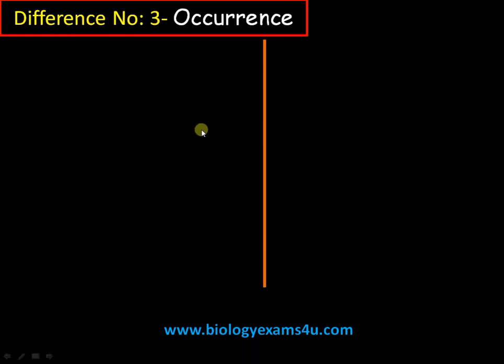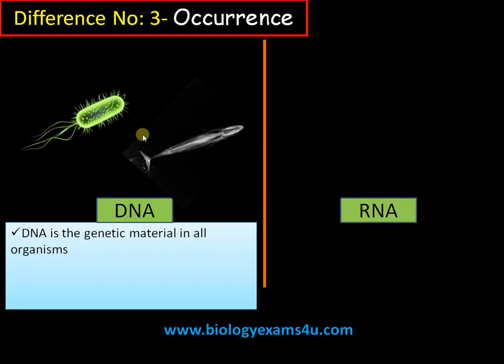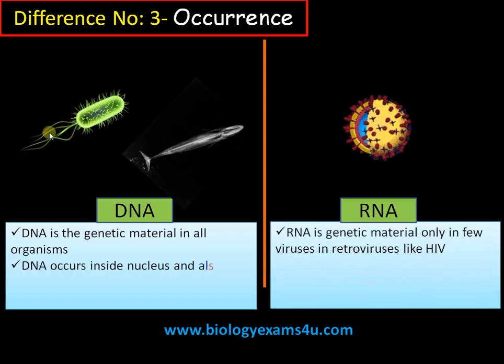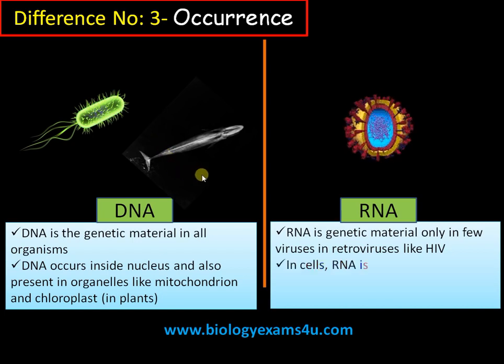Now the third difference, that is regarding the occurrence. DNA is a genetic material in all organisms, that is from bacteria to blue whale, from single-celled to multicellular organisms. Whereas RNA is not at all a genetic material in organisms, it is genetic material only in some viruses like retroviruses. Regarding the location, DNA occurs inside the nucleus and is also present in semi-autonomous organelles like mitochondrion and chloroplast, whereas RNA is primarily seen in the cytoplasm.